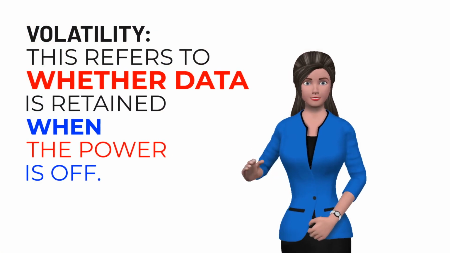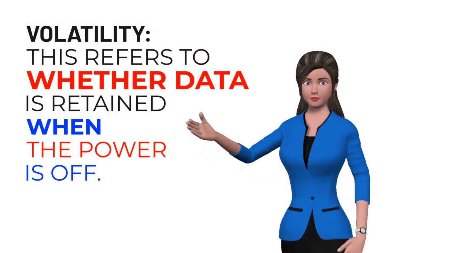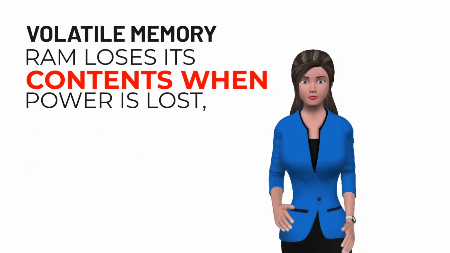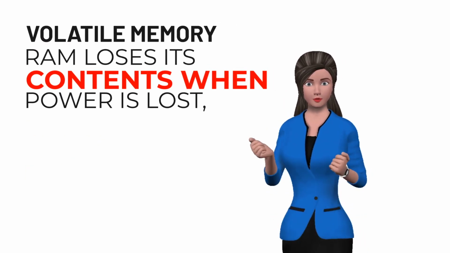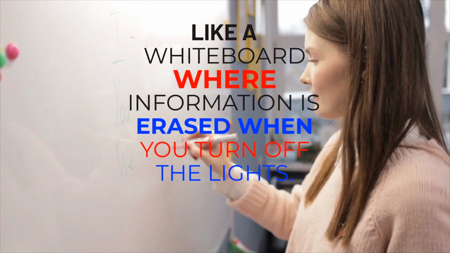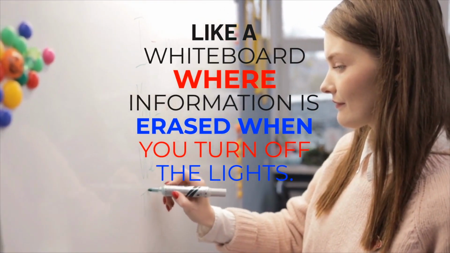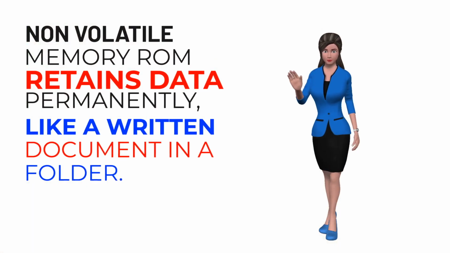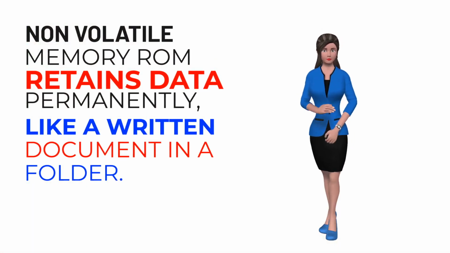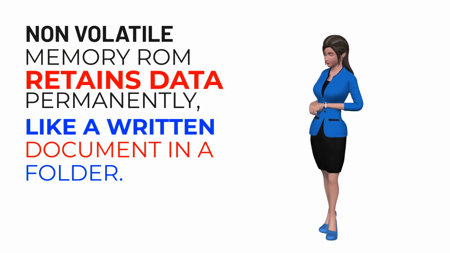Volatility. This refers to whether data is retained when the power is off. Volatile memory, RAM, loses its contents when power is lost, like a whiteboard where information is erased when you turn off the lights. Non-volatile memory, ROM, retains data permanently, like a written document in a folder.